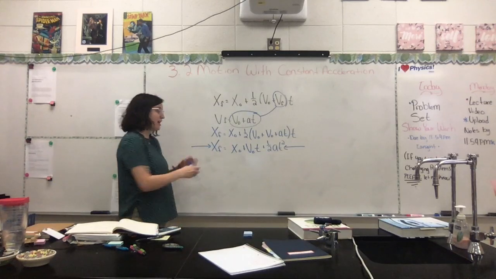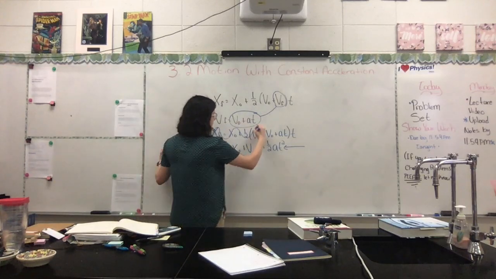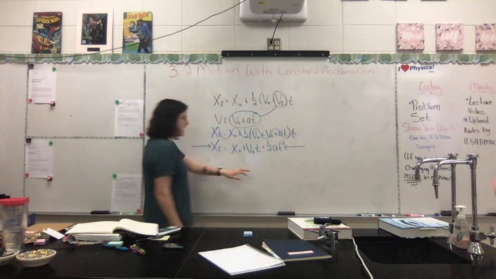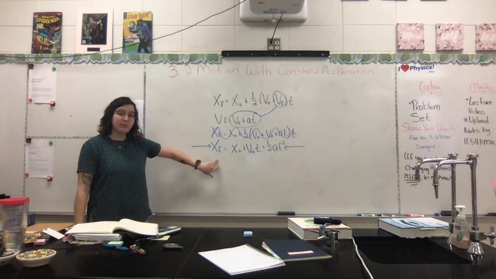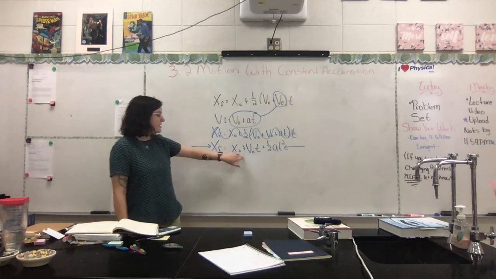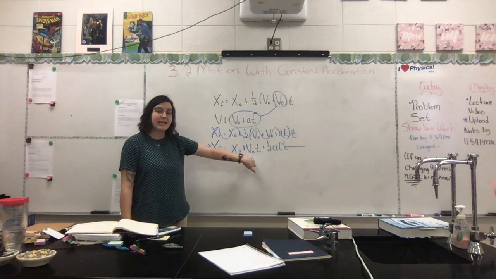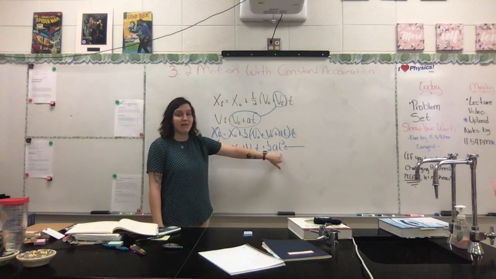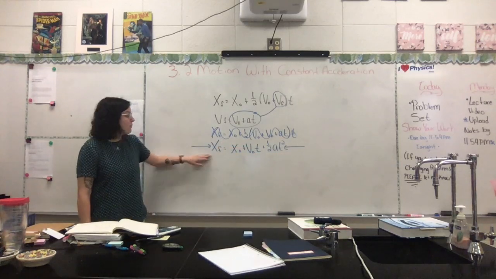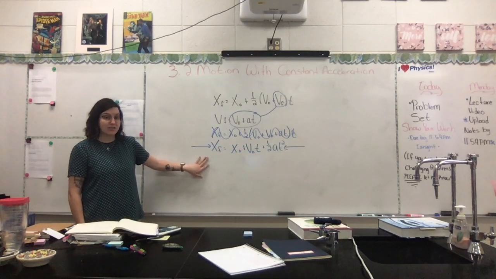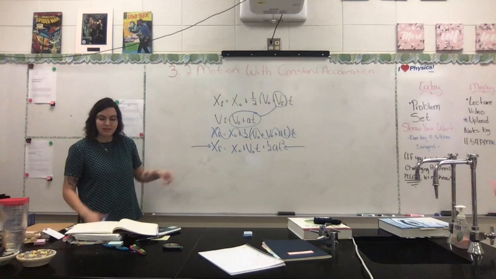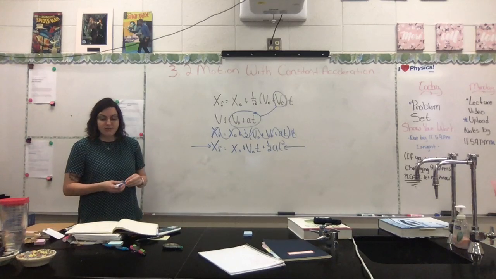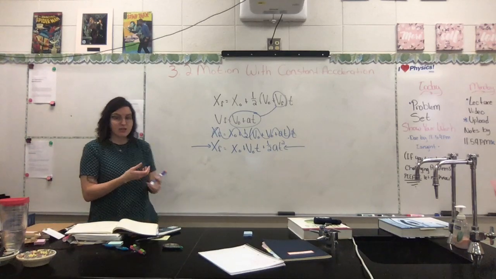I do not care if you know how we got there. What I care is that you know that your final position is equal to your initial position plus your initial velocity times your time plus 1/2 your acceleration times your time squared. This is going to be one of our kinematic equations, okay? So now that we have that, let's use it.